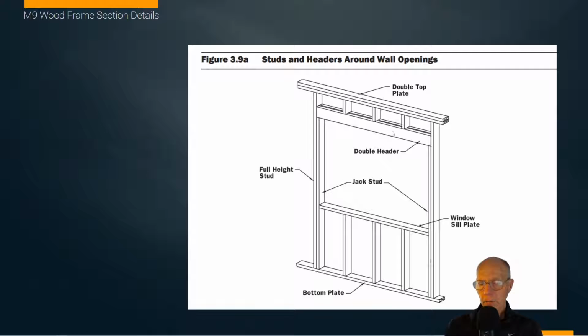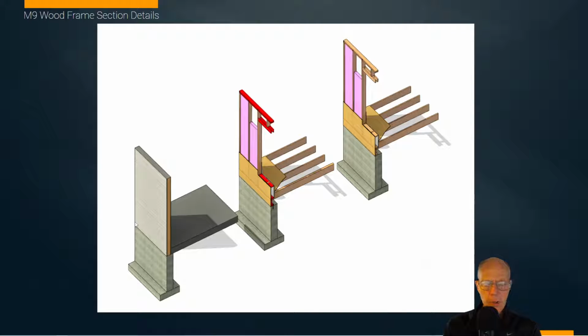So we have the idea of a double header, and then a window sill plate, the piece of lumber that goes beneath the window, and then the bottom plate, the final piece of 2x material that creates the composition of a wall. So that's just an introduction, and we obviously have a software problem, and I've tried to illustrate this.